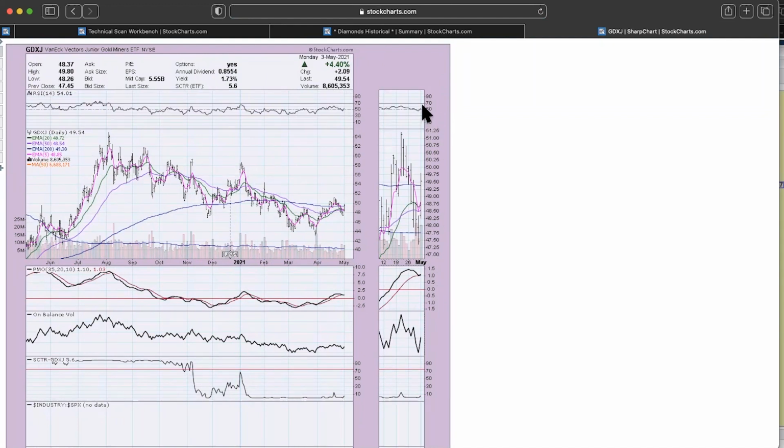You can also see that the RSI is getting positive. So I have to say, a nice little setup here on gold miners.